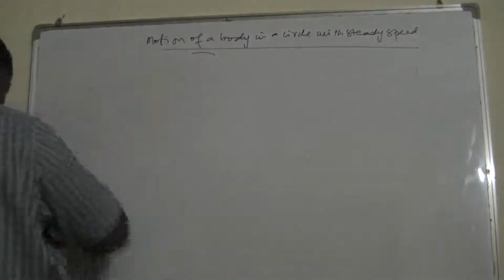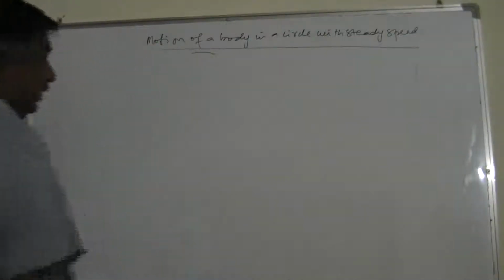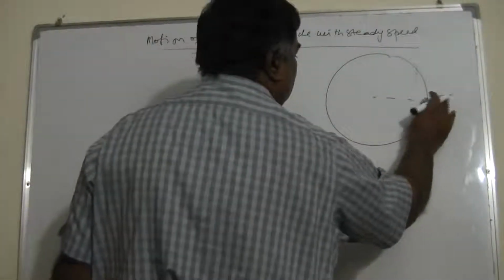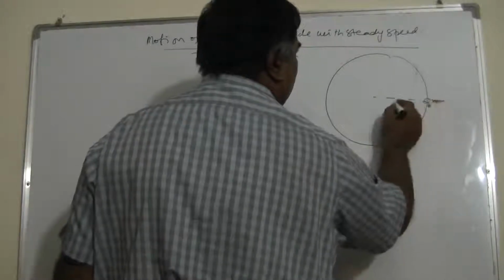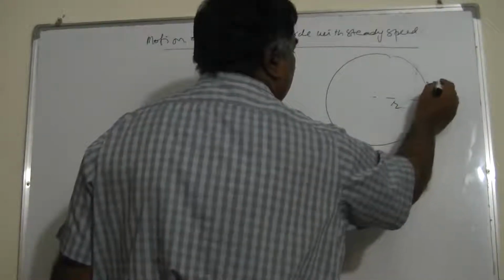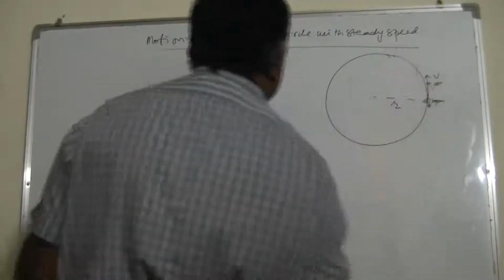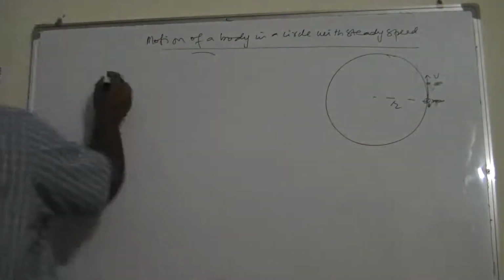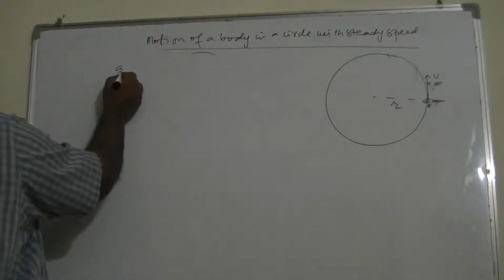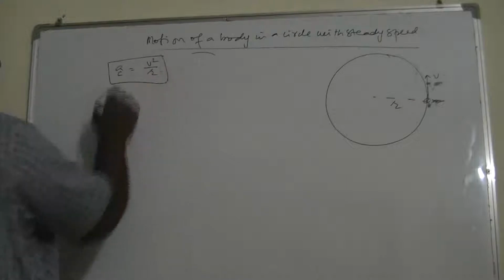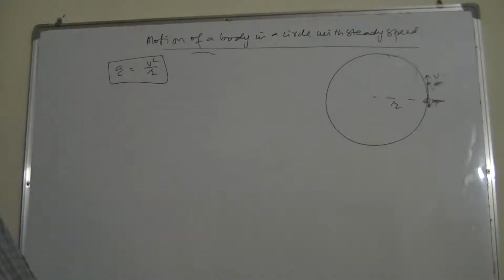Now I have to derive some formulas for the centripetal acceleration. First of all, suppose this is a body, the same body of mass m, moving in a circle of radius r with steady speed v. Now what formula do you have to recall? That centripetal acceleration is equal to v square upon r. This is the formula which you have to recall. Other formulas will be proved by using this.